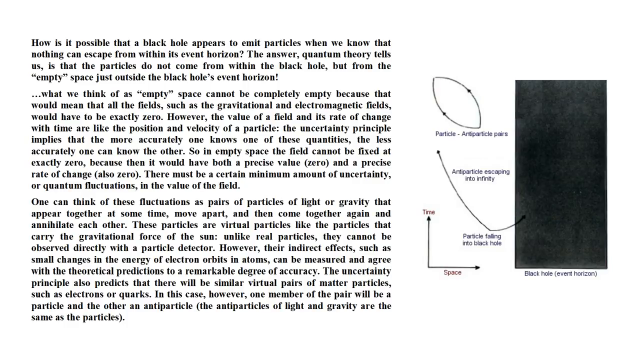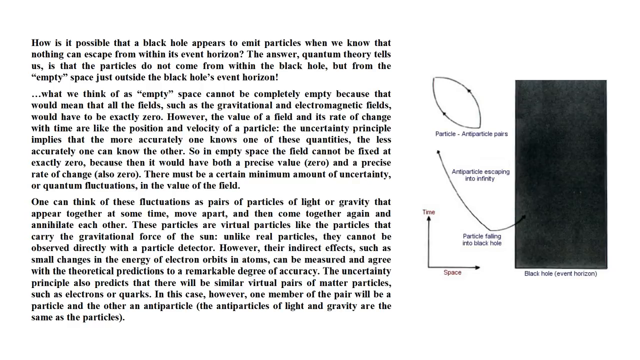Okay. And he says, what we think of as empty space cannot be completely empty, because that would mean that all the fields, such as the gravitational and electromagnetic fields, would have to be exactly zero. However, the value of a field and its rate of change with time are like the position and velocity of a particle in quantum mechanics, right? The uncertainty principle implies that the more accurately one knows one of these quantities, the less accurately one can know the other. So, in empty space, the field cannot be fixed at exactly zero, because then it would have both a precise value, zero, and a precise rate of change, also zero. There must be a certain minimum amount of uncertainty or quantum fluctuations in the value of the field.